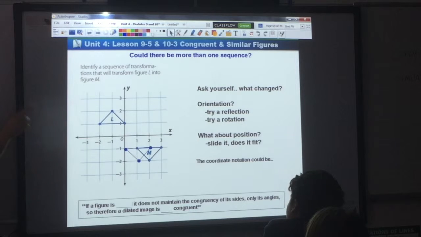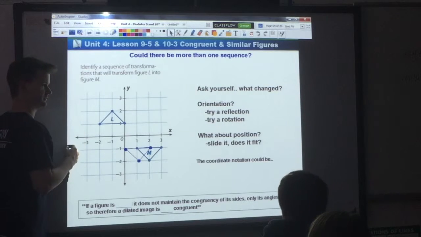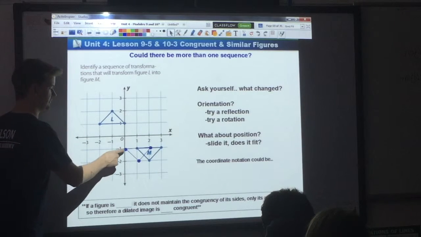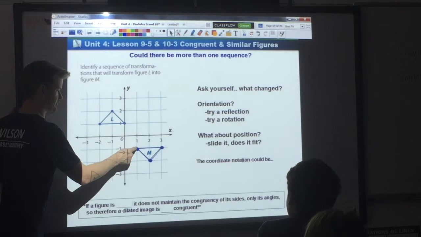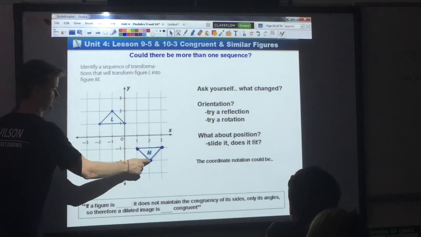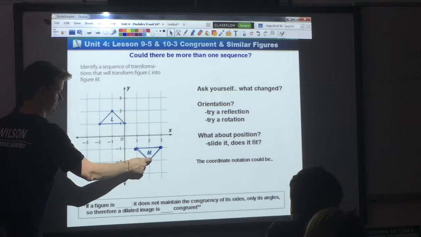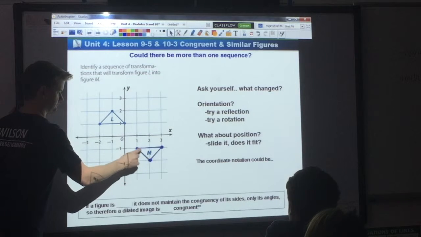Robin, translate it which direction? To the right. How many spots? One. So are these figures congruent? Yes, they are. We have a good sequence. It's just a little off because of my rotation, but let me fix that.